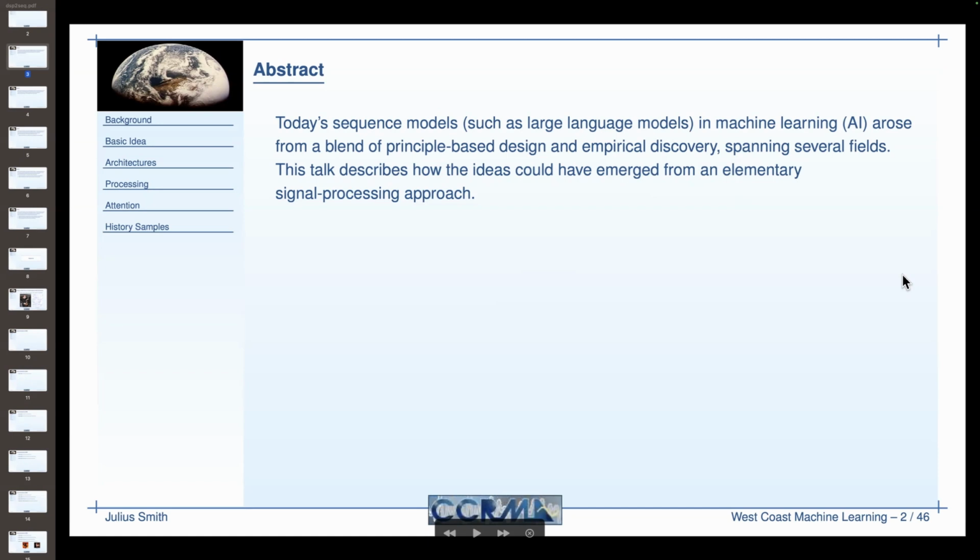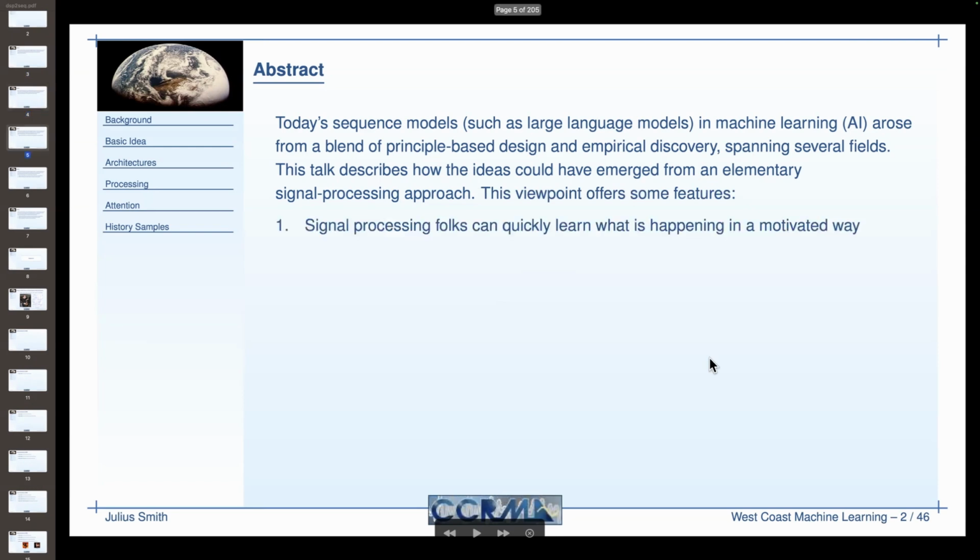So in reality, it was a blend of principle and empiricism, right? I mean, the models did way more than anyone expected. And so I don't think anyone really understands everything that goes on in a large language model, for example. But we could have invented the structures from various understandable points of view. And that's kind of the basic theme of what I'm trying to do with this.